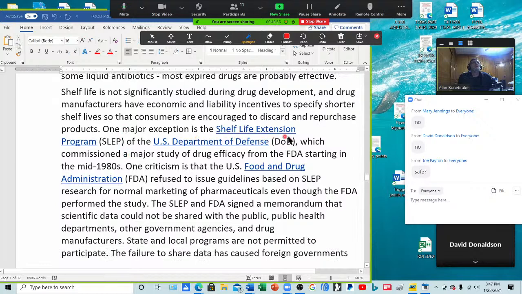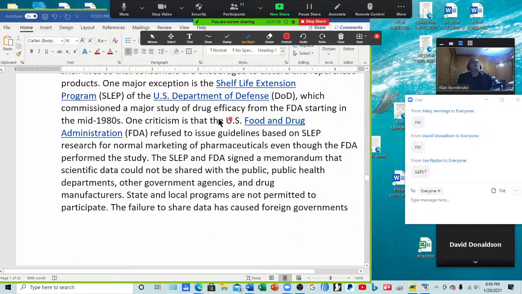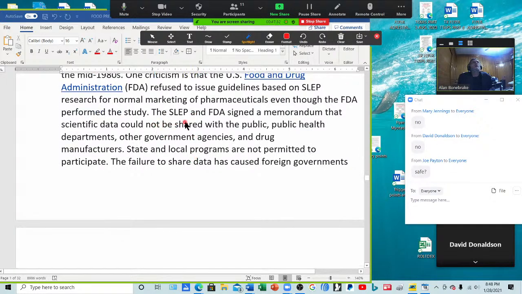One major exception is the Shelf Life Extension Program, or SLEP, of the U.S. Department of Defense, or the DOD, which commissioned a major study of drug efficacy from the FDA starting in the mid-1980s. One criticism is the U.S. Food and Drug Administration refused to issue guidelines based on SLEP research for normal marketing of pharmaceuticals, even though the FDA performed the study. Wow, imagine that, two government agencies not wanting to cooperate. The SLEP and FDA signed a memorandum that scientific data would not be shared with the public.